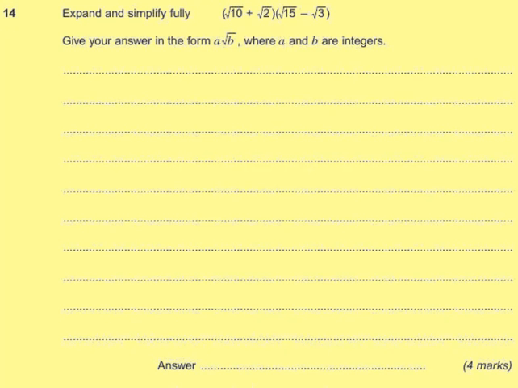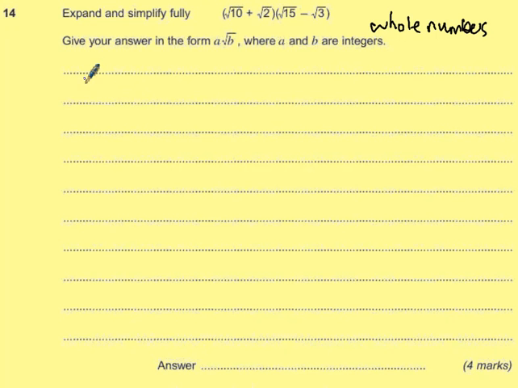Question number 14 is asking us to expand and simplify fully the square root of 10 plus the square root of 2, all multiplied by the square root of 15 subtract the square root of 3. So it's asked us to give our answer in the form a root b, where a and b are integers. So that's why a and b are whole numbers.